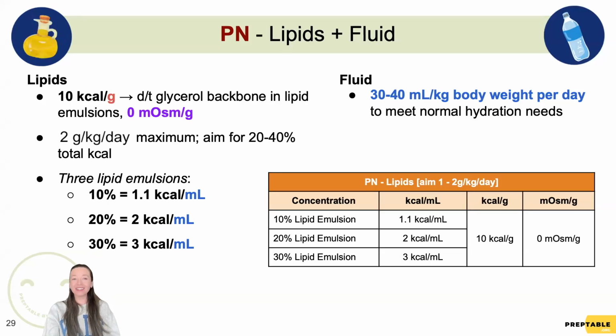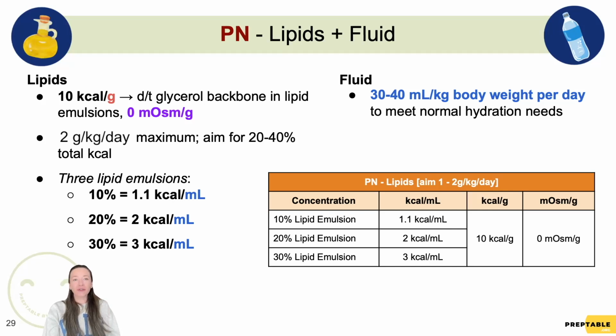Now let's move on to lipids in PN. Unlike carbs or proteins, lipids have a higher energy density, providing approximately 10 kcal per gram. And this is a high energy yield that's due to the glycerol backbone that's present in lipid emulsions. This is different from EN, where it's 9 kcal per gram for lipids, okay? So keep that in mind.